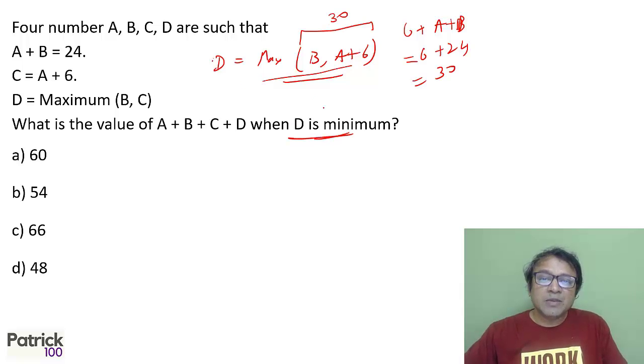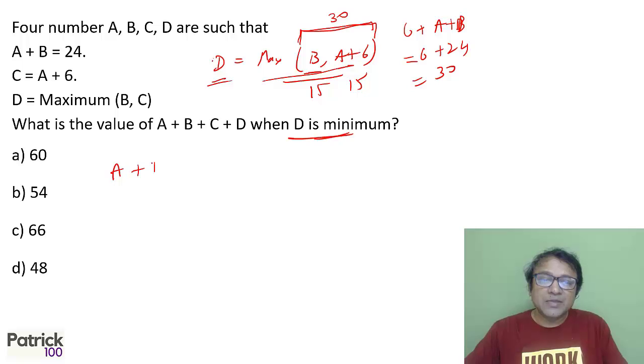So we want D to be minimum. The minimum value of D can be when both are 15 and 15, since the sum of these two is 30. So the minimum value of D will be when both are equal, 15 and 15. When one is bigger than the other, D will automatically become bigger. So I can say definitely that B is 15.